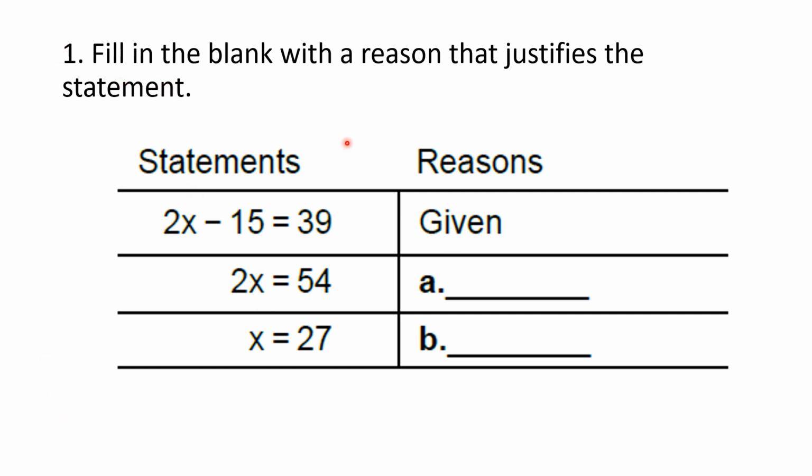Proofs are generally written not in this way, but since we're just learning how to write proofs here, this is a good way to start. They're broken up into two columns. The left column is the statements and the right column is the reasons. So here it's got all of the statements filled in, and then we're supposed to fill in the reasons.